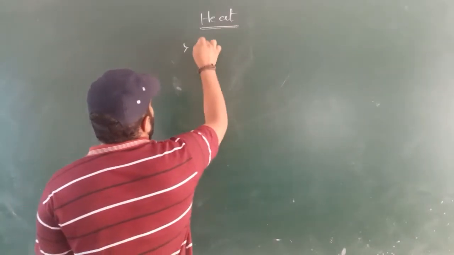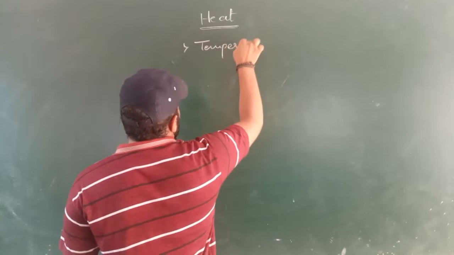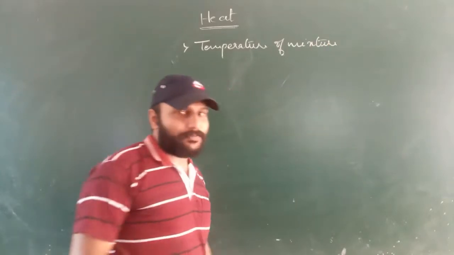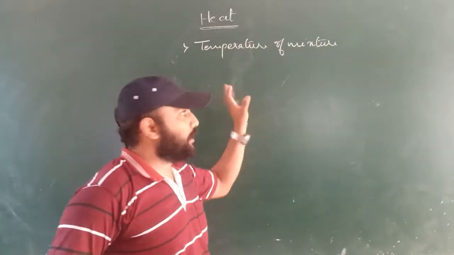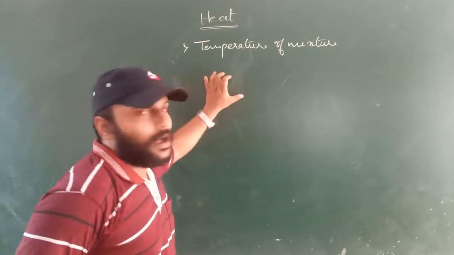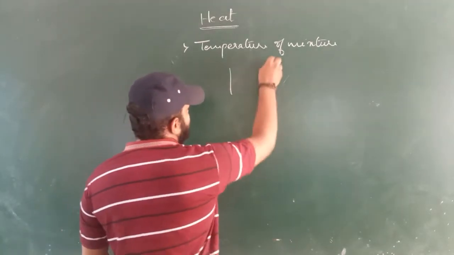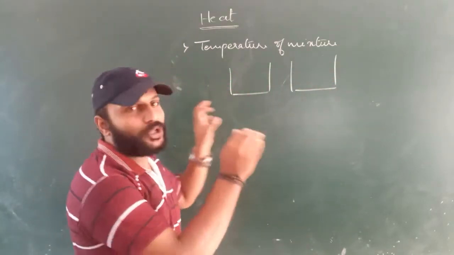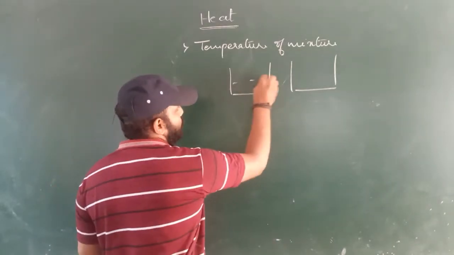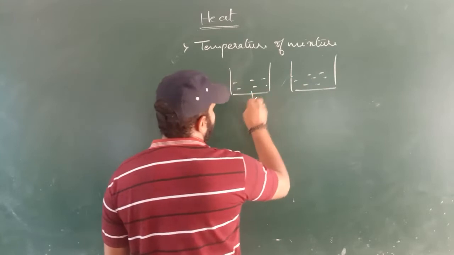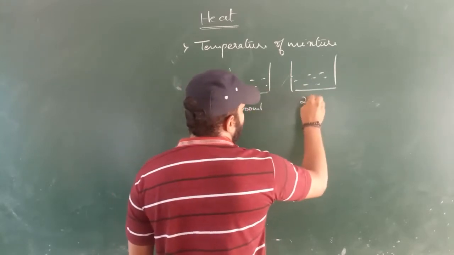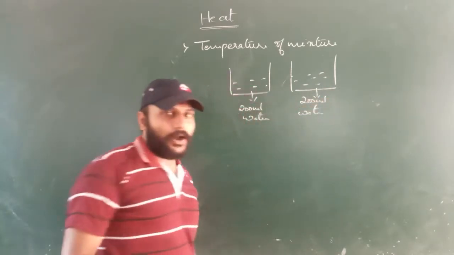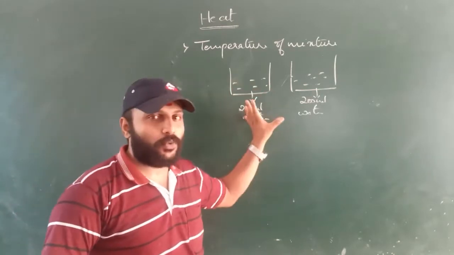Next one is temperature of mixture. What is this temperature of mixture? Here we will take one example. I will be taking 2 beakers of equal volume. I will fill both beakers with 200 ml of water. I have taken 2 beakers, and filled both beakers with 200 ml of water.